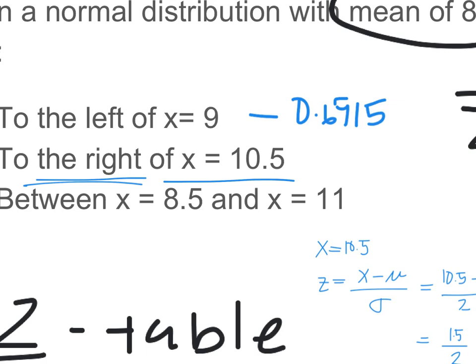Okay, so the only thing that is added here as compared to the first problem is, if you are given an x value, you have to find its z-score counterpart before you can use the table.